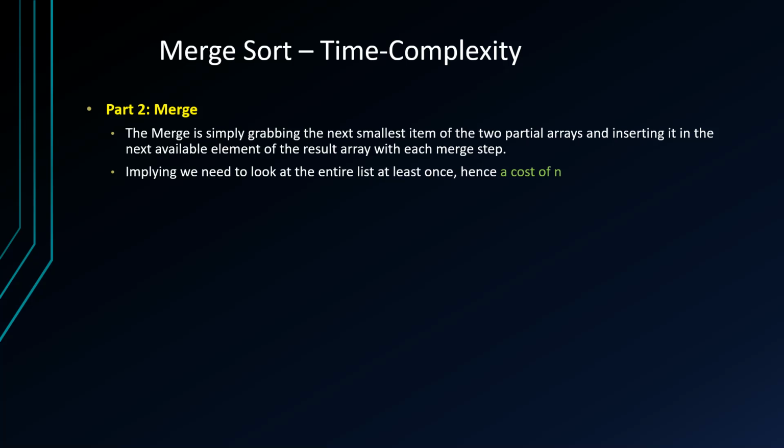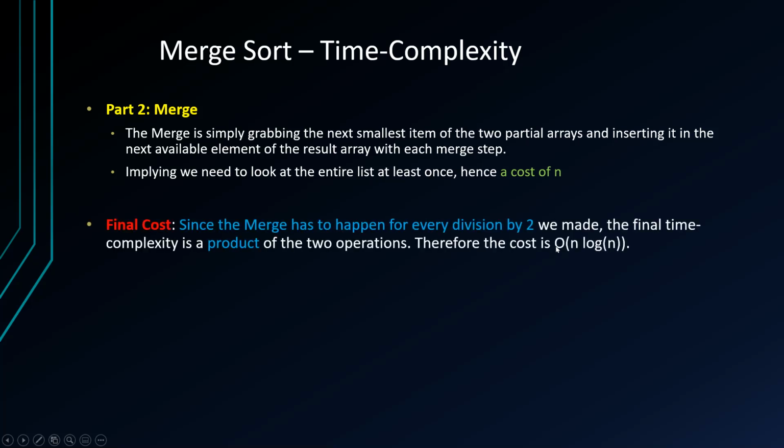That's cheap. But how does that actually factor into the equation? What does that actually mean? Well, since the merge actually has to happen for every single division by 2, we're doing a little bit more work than we thought. So this relationship becomes a product. Remember, we're doing the merge for every division by 2. Well, the division by 2 was log n. So if we're doing the merge for each one of those, that means it's n times log n. So our final expression, our final big O notation, time complexity, is big O of n times log n.